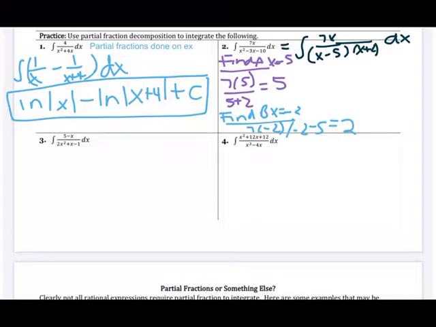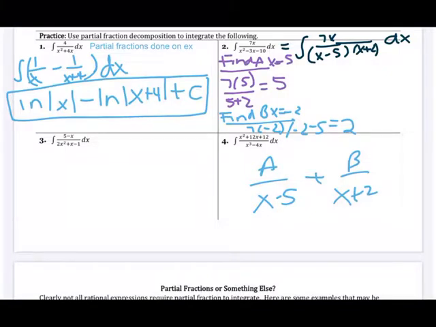So to find a, we're going to use x equals 5. You're going to plug 5 in and cover up the x minus 5 term. That's going to give you 7 times 5 over 5 plus 2, which is going to give you 5 as your a value. I set this up as a over x minus 5 plus b over x plus 2. If you set this up in reverse, obviously your a and b values are going to be switched.